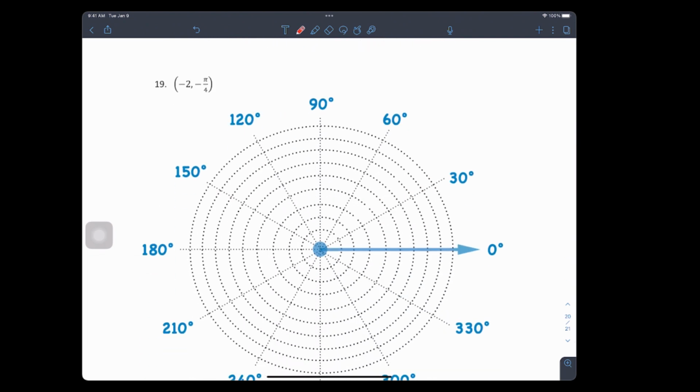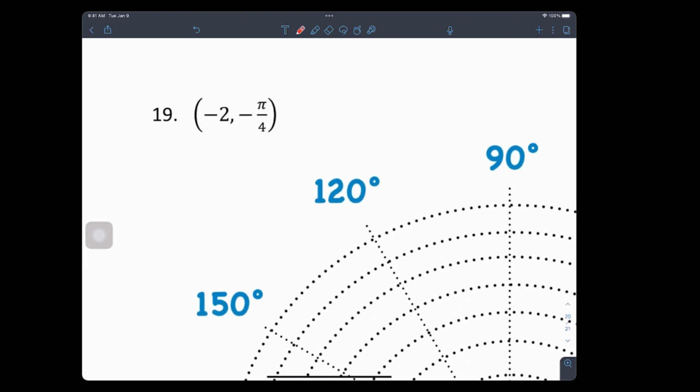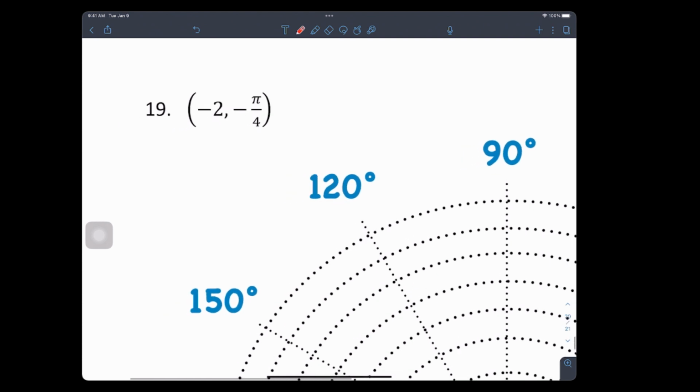I think there's only a few more, which is good. What do you guys think? Is that pretty? How about this? Where is this at? This is going to be, let's write down what it is, right? My radius is what? Negative 2, and my angle is a negative what? Pi over 4.